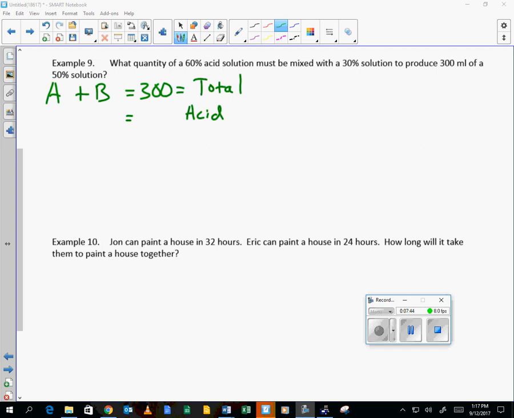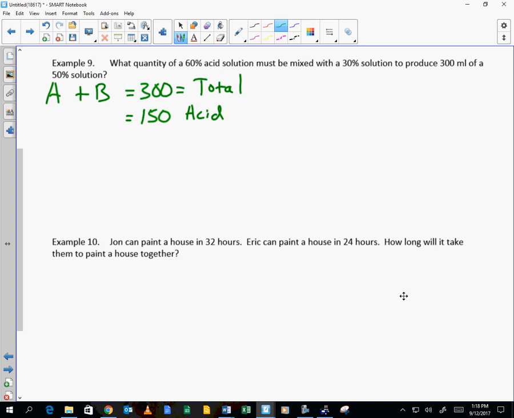50 is the most common response. Most everybody goes for 50. But it's 50%. So 50% does not tell me how much acid. So how many milliliters of acid do I want? Yeah, 150 of the milliliters must be acid.